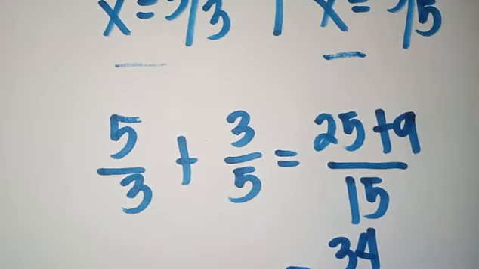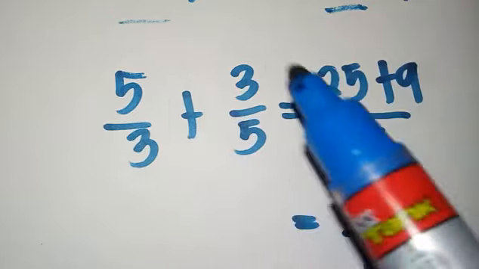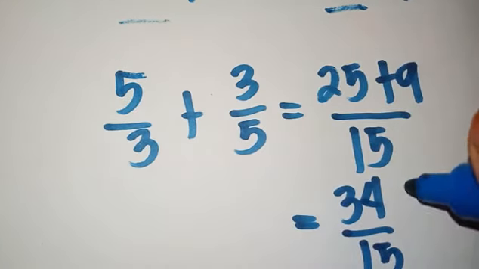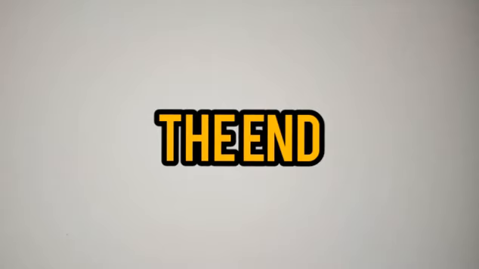Ibig sabihin, tama yung mga nakuha nating x kasi nga, reciprocal sila or nabaliktad sila. Then, ang nakuha nating sum nila ay 34 over 15. So, ganun lang kasimple. So, that's how to solve word problems involving quadratic equations.